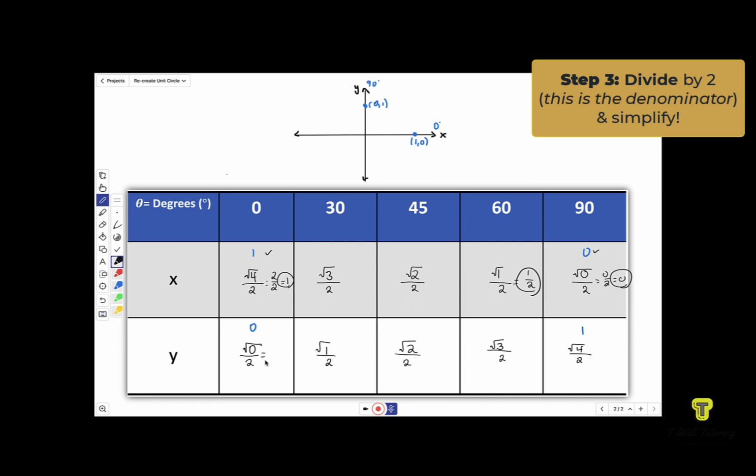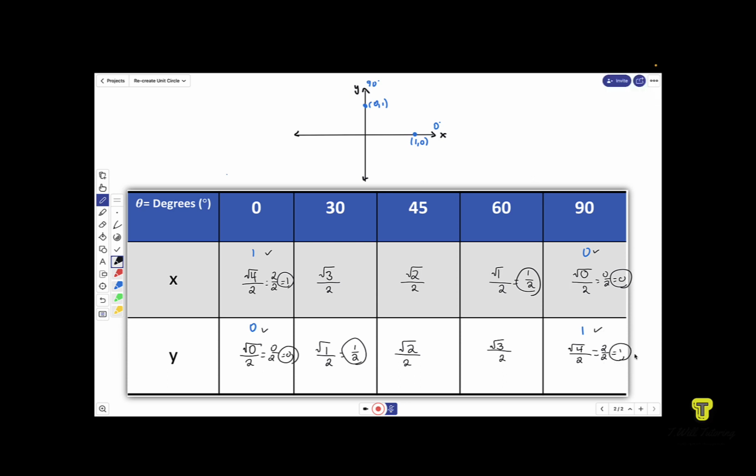So the square root of 0 is simply 0 divided by 2, which is equal to 0. So we know that that checks out. And then root 1 over 2 is simply 1 over 2. Root 2 over 2, we can keep that as root 2 over 2. And then root 3 over 2, we can also keep as root 3 over 2. Root 4 over 2, so I know that simplifies to 2 over 2, which simplifies to 1. So we know that that checks out.